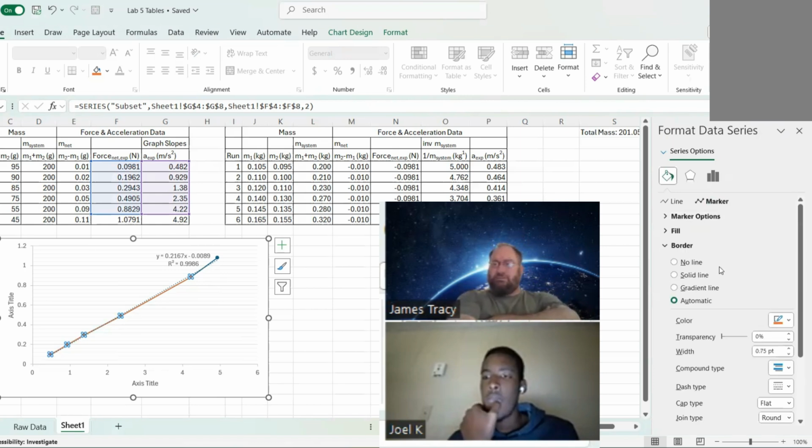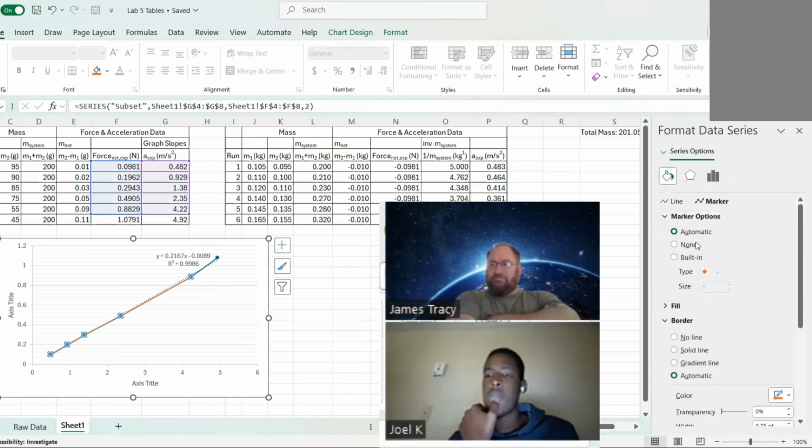Marker options. And then built in. Now you can either change the shape, which is fine. Go ahead and make it a little bit bigger. 6, 7, something like that. That'll do. That's good. That'll work.